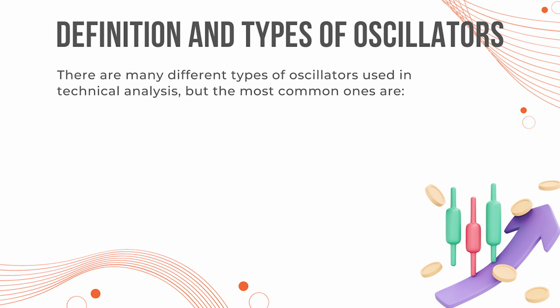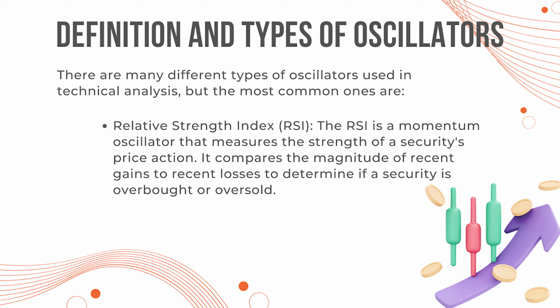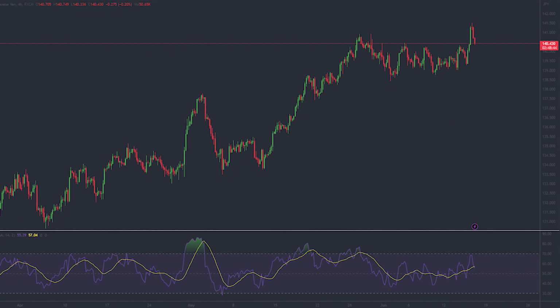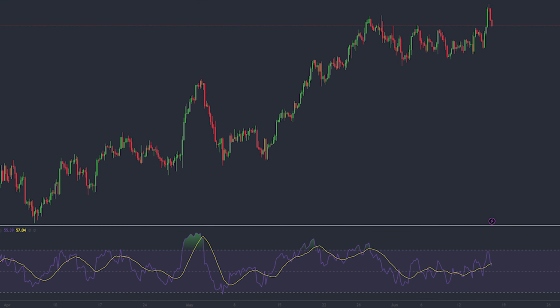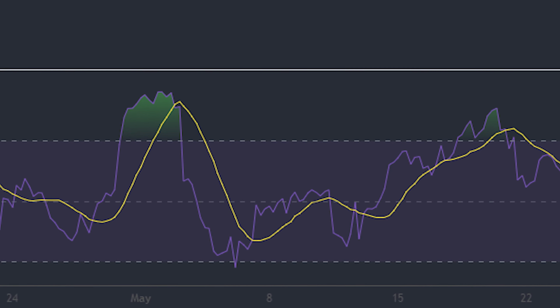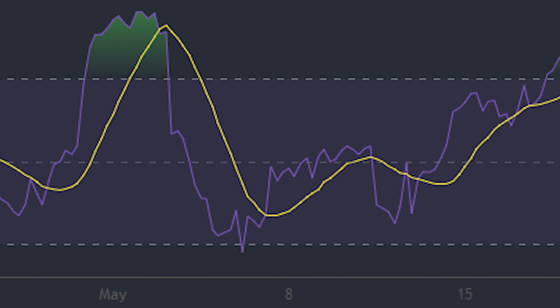There are many different types of oscillators used in technical analysis, but the most common ones are Relative Strength Index. The RSI is a momentum oscillator that measures the strength of a security's price action. It compares the magnitude of recent gains to recent losses to determine if a security is overbought or oversold.